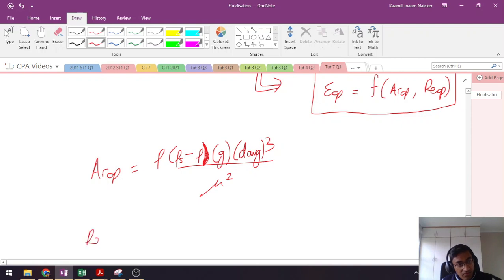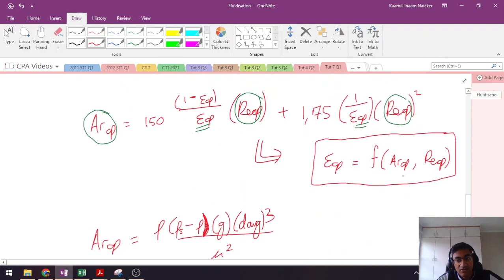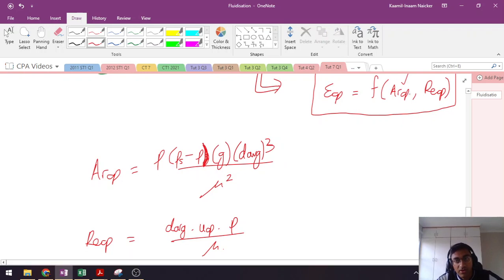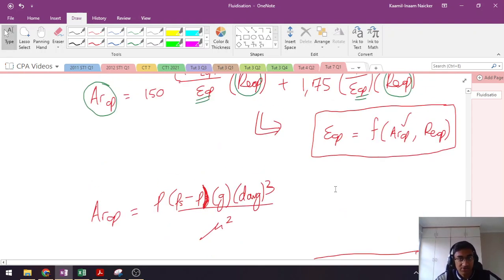But then to find the Reynolds number at the operating conditions, that's going to be the d average multiplied by the velocity at the operating conditions multiplied by the density. Remember, as long as it's not specified, it's density of the gas. Okay? And then divided by the mu. So you can see that all of this comes down to, well, Archimedes number we can already know, but the Reynolds number, so this implies that Reynolds number at the operating condition is equal to a function of the operating velocity. And now we've reached the true dependent variable, which is the operating velocity.